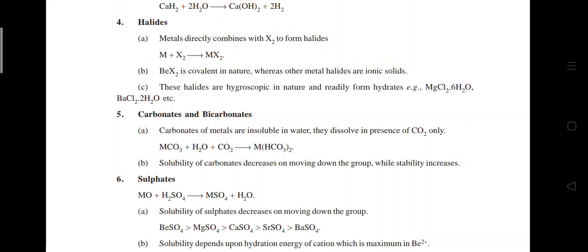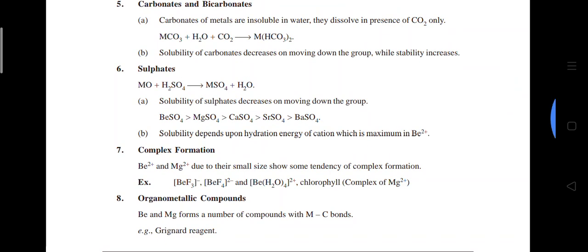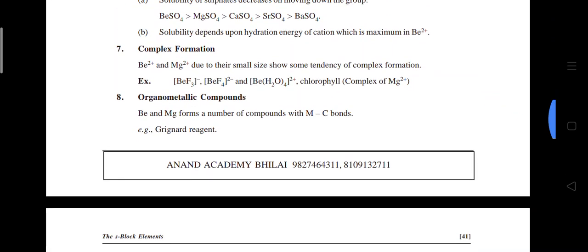Fifth, carbonates and bicarbonates. Carbonates of the metals are insoluble in water. They dissolve in presence of CO2 only. Solubility of carbonate decreases on moving down the group while stability increases. Next, sulfate. Solubility of sulfate decreases on moving down the group. Solubility depends upon hydration energy of the cation, which is maximum in the beryllium ion.